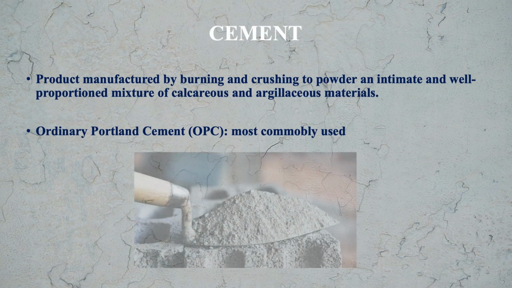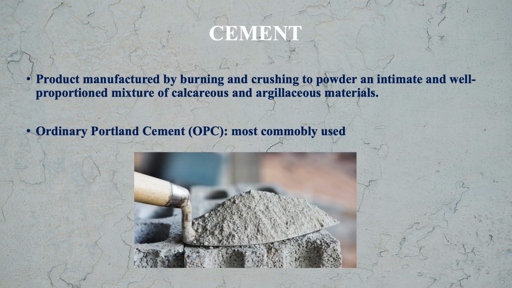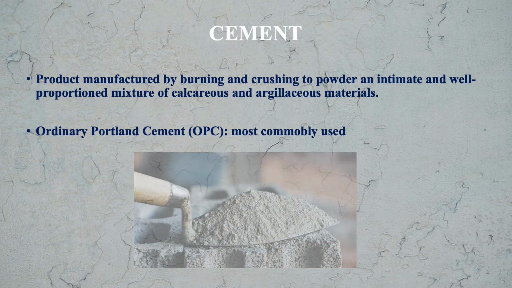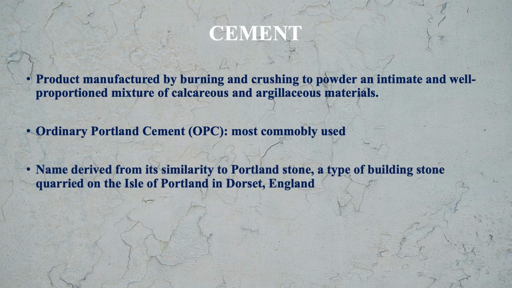Ordinary Portland cement is the most commonly used cement in construction. The name of Portland cement is derived from its similarity to Portland stone, a type of building stone quarried on the Isle of Portland in Dorset County of England.